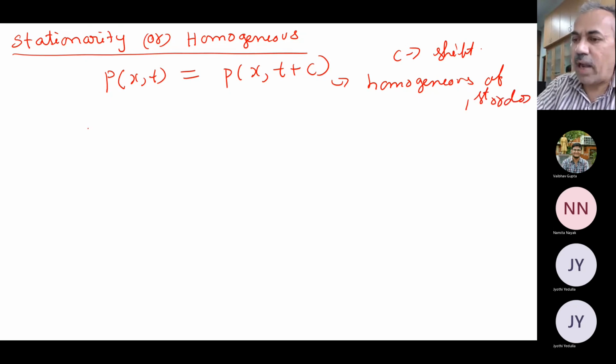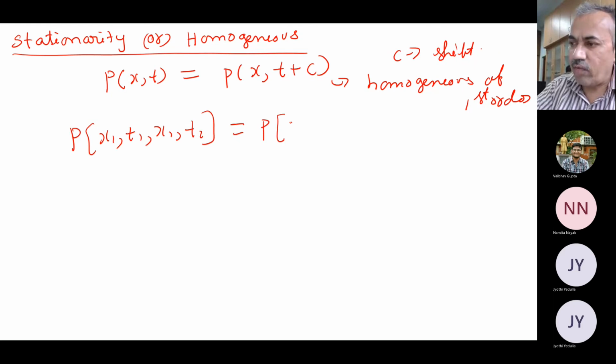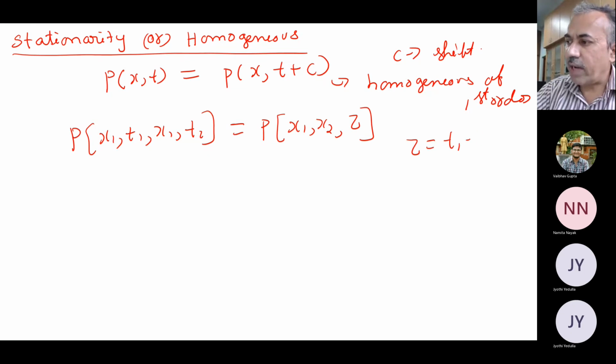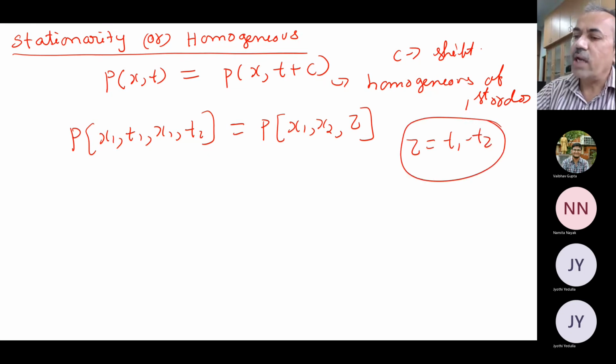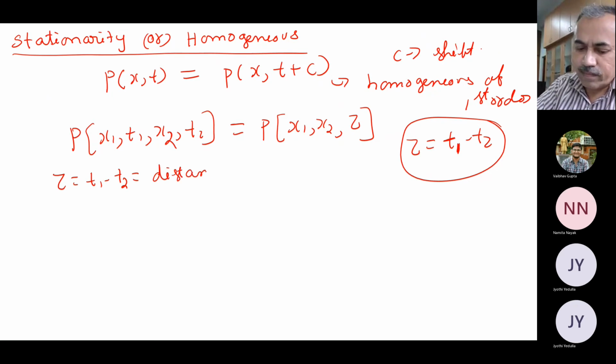Now similarly for 2 dimensions, say, the probability of x1 comma t1, x2 comma t2. If I write this as a probability of x1 comma x2 and tau, this tau is t1 minus t2. Originally it is t1, t2, x1, x2, but now it is not varying with respect to times, but is a function of only the small shift. So this is tau, this is t1 minus t2. We can write this as a distance between 2 locations.